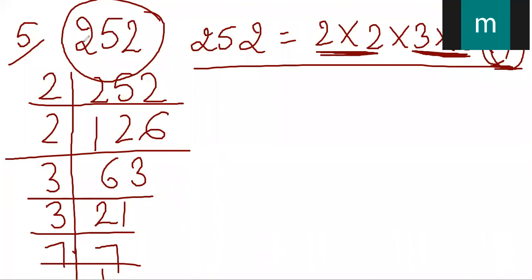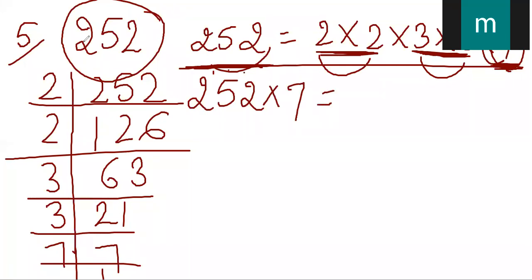If one more 7 comes, it will be in a pair, and once it is in pairs, this left hand side number will be a perfect square, right? We need to make it in pairs. 2 is already 2 times, 3 is 2 times in pair, 7 is lone, so 7 should come one more time to make it a perfect square. So what will we do? We will multiply 252 by 7. The number should be multiplied by 7.